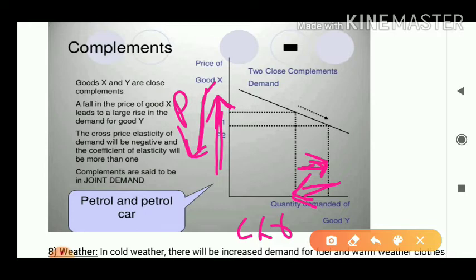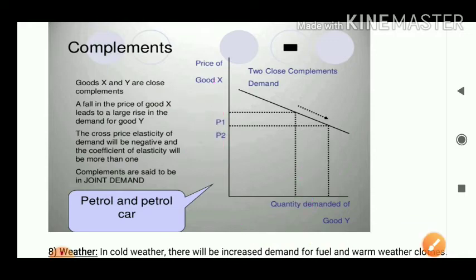I hope these things are very clear to you. It is a very important topic under the theory of demand.